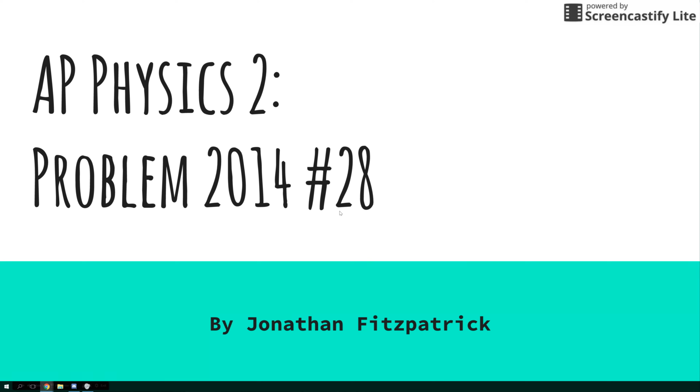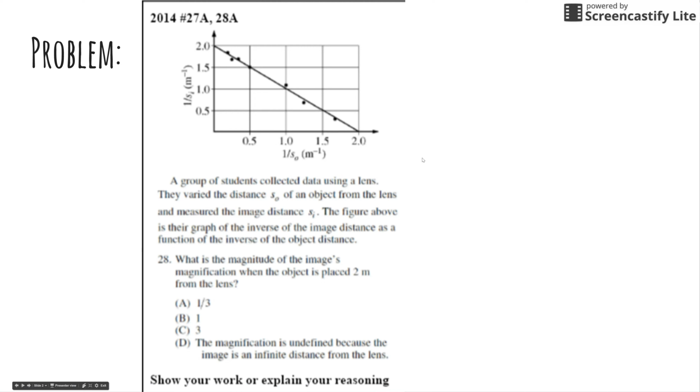Okay, so today I'm going to explain a problem for AP Physics 2. It's problem 2014, number 28. The problem says that a group of students collected data using a lens. They varied the distance SO of an object from the lens and measured the image distance SI.